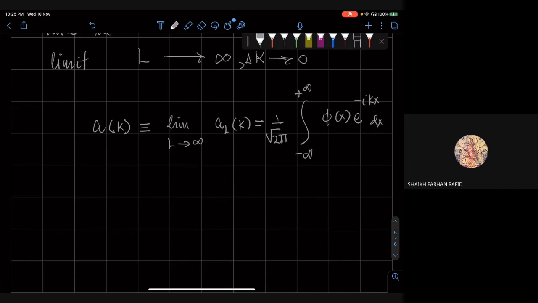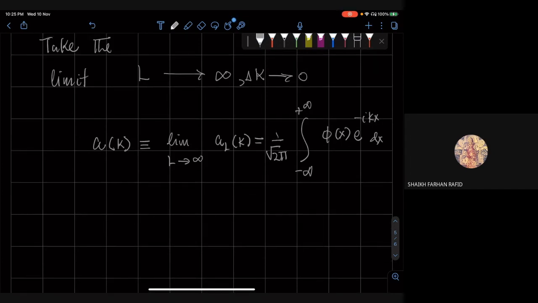Sir, the delta k goes to 0. Does that affect the A of k? Yes, of course it does. When you're taking L going to infinity, your function is changing. So this is kind of a formal limit we are taking. We are changing the function, and there have to be certain criteria that the function has to satisfy. So this thing is changing in the L going to infinity limit.